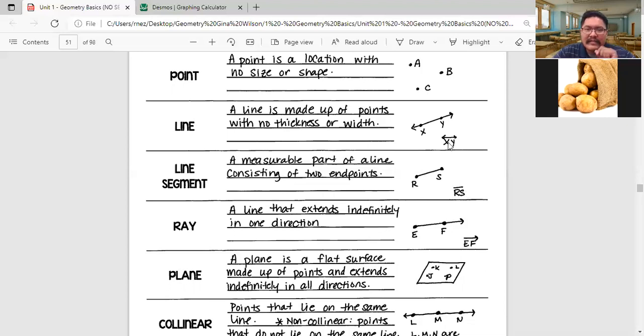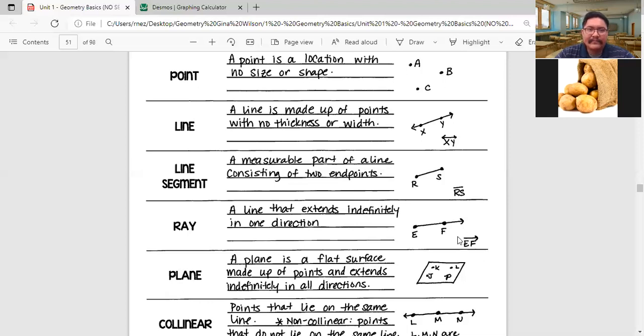But it's not a line, because X, Y up here is a line, and it has little arrowheads at the end of it. So that tells you it goes on forever in both directions. All right, so the next one is what's between a line and a line segment?